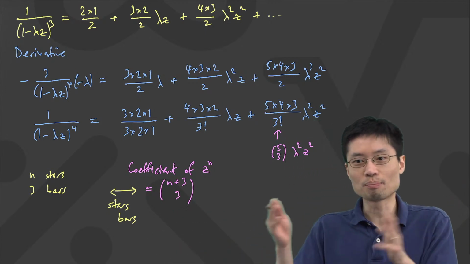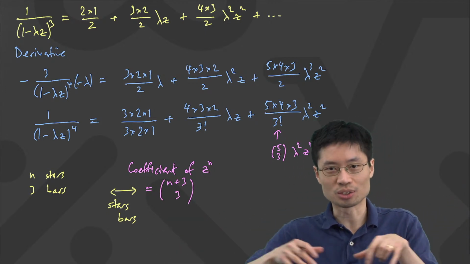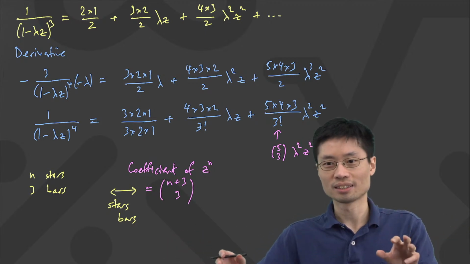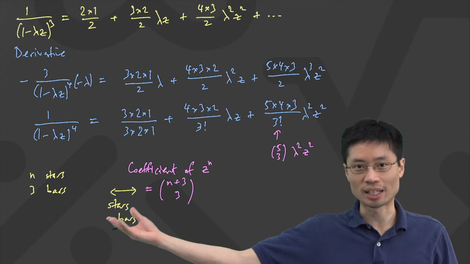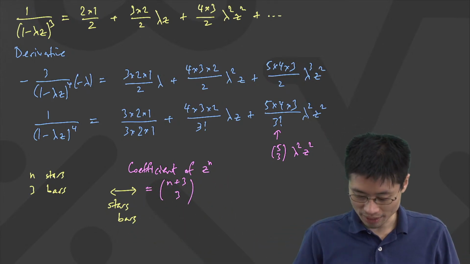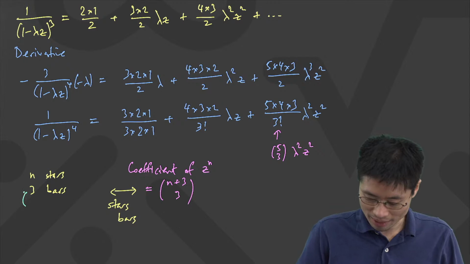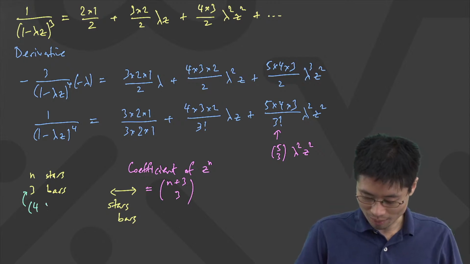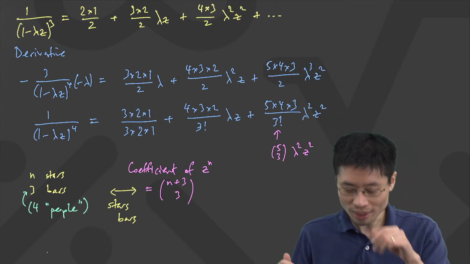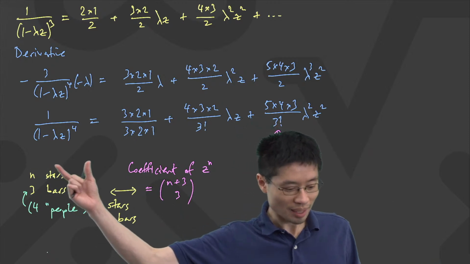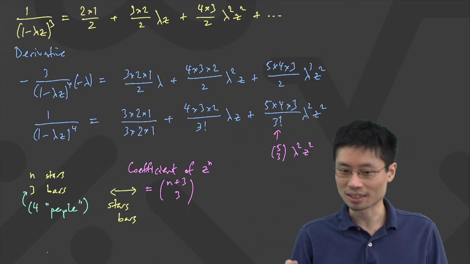And if you have 3 bars, how many people are you distributing to? It's not 3. It's 4, okay? So this is good. N stars and 3 bars was the correct answer to how many stars and how many bars. But the 3 bars, what that means is 4 people. N things distributing to 4 people. What does that have to do with 1 over 1 minus lambda z to the 4th?